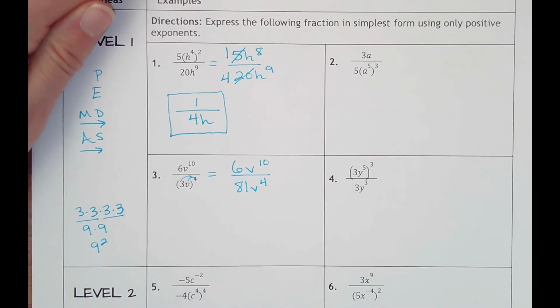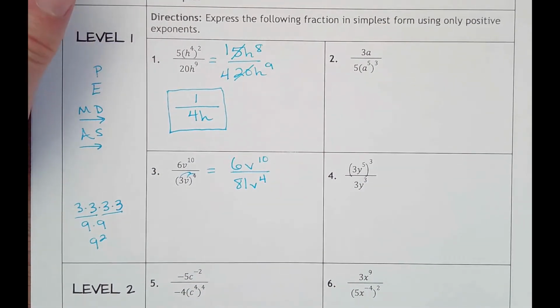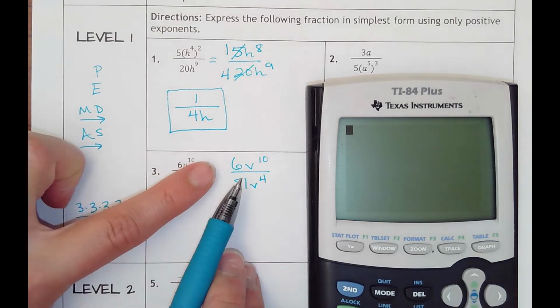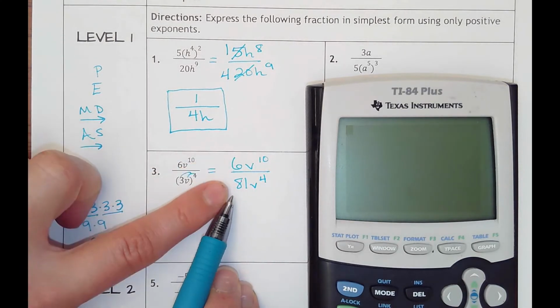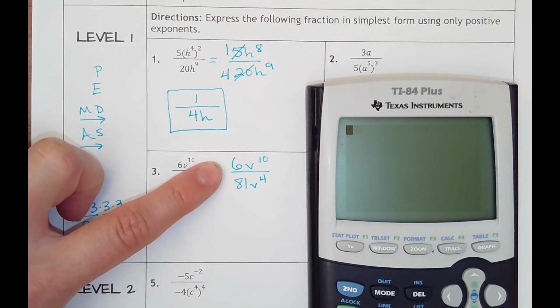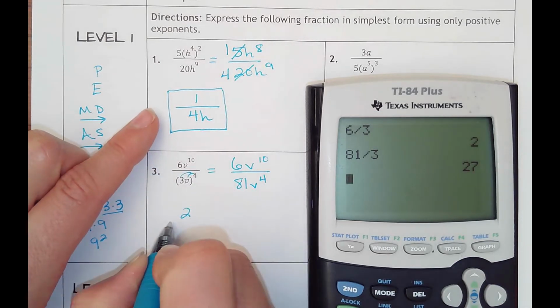Okay, so let's say you didn't know if 6 over 81 could be simplified. There's a couple things you could do. For one, think of common factors. 6 is divisible by 2 and 3. 81 definitely can't divide by 2 because it's an odd number. So I could take both and divide by 3. And yes, it works. I get 2 over 27.